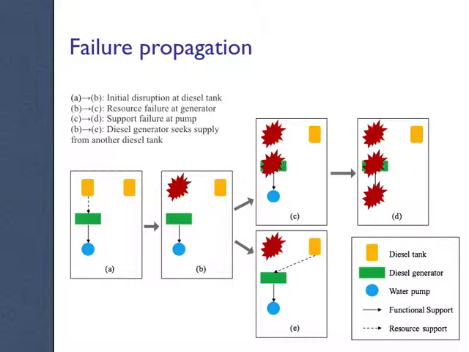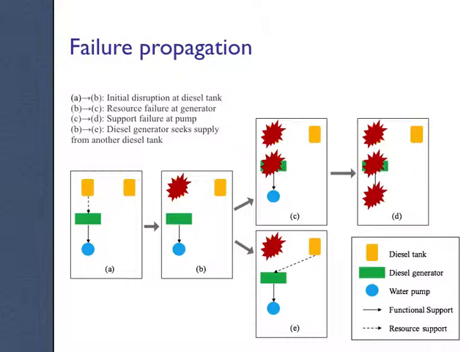At step B, this is typically where we go off and reason ourselves, and instead we'd like to use some sort of framework to help us reason about what the effect of that failure is. So from B to C and D, we can see that the generator is then taken out. It's essentially failed next, and then finally the water pump. And then in E, it doesn't seem that the actual failure has been lost, and the other diesel tank is supplying the generator.